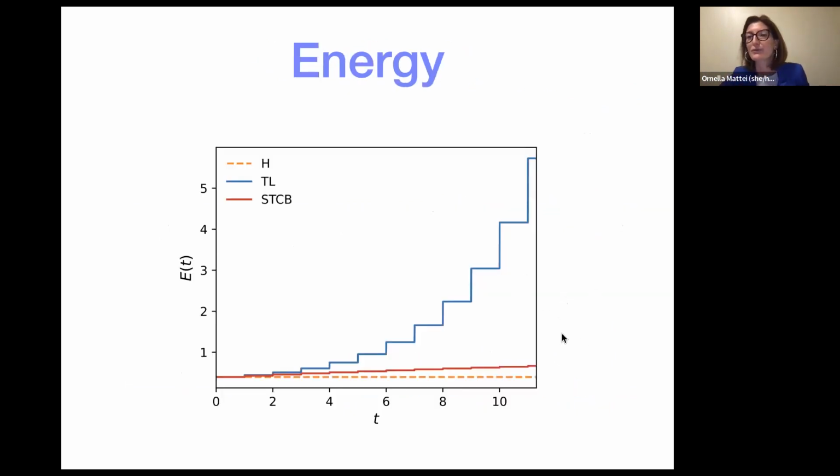And if you wonder what happens to the energy, this is the energy associated with the homogeneous case, constant. Then you have the space-time checkerboard in red and the time laminate in blue. It looks like the space-time checkerboard energy increases linearly, but actually that's an exponential function. It's just that the growth rate is way smaller compared to the time laminate, and that's why it looks like a linear function, but it's an exponential one.